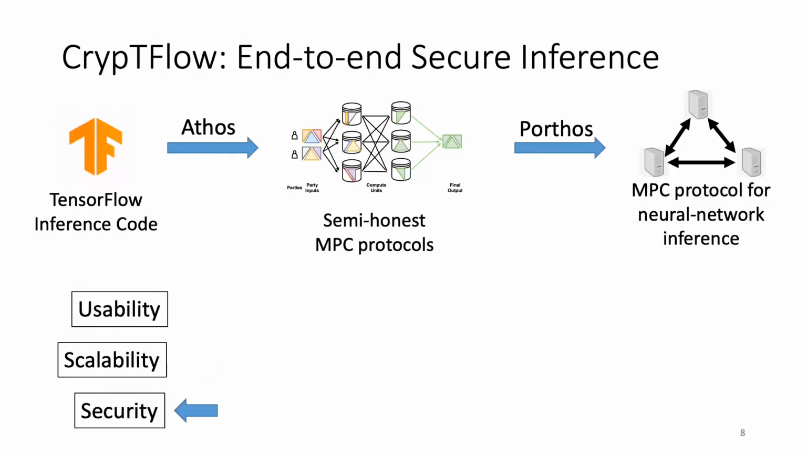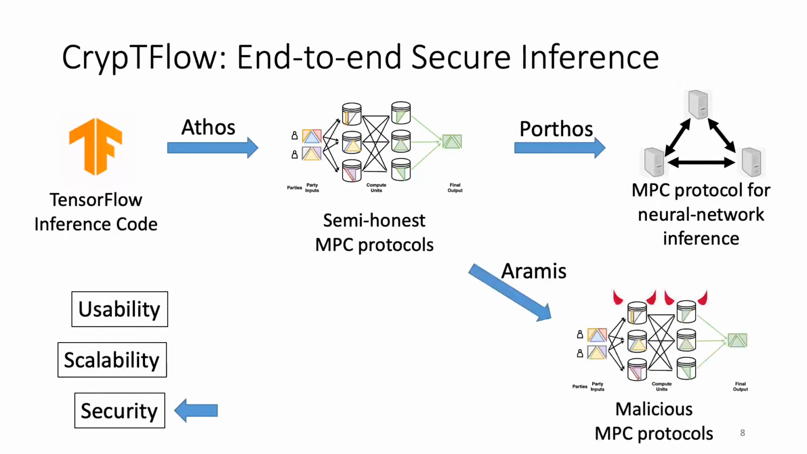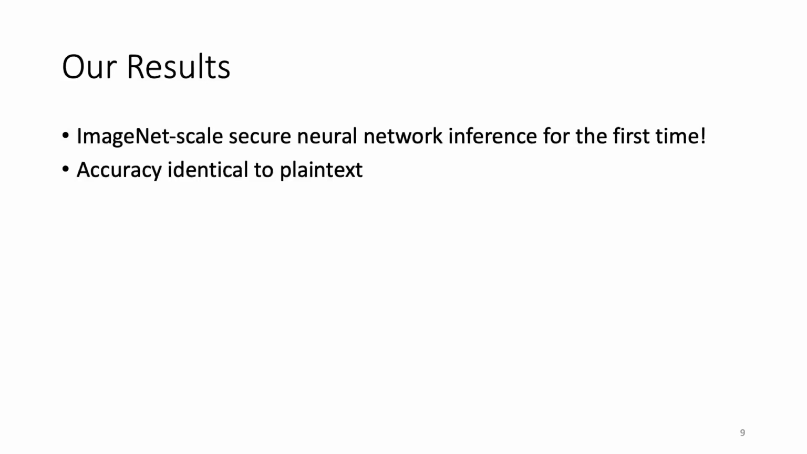For security, CrypTFlow provides RMS, which is a general technique of converting any semi-honest MPC protocol to a maliciously secure protocol, assuming a secure hardware that provides the guarantee of integrity of computations. And with these three components in place, we are able to achieve ImageNet scale secure neural network inference for the first time. And we do this without losing any accuracy compared to the plain text.